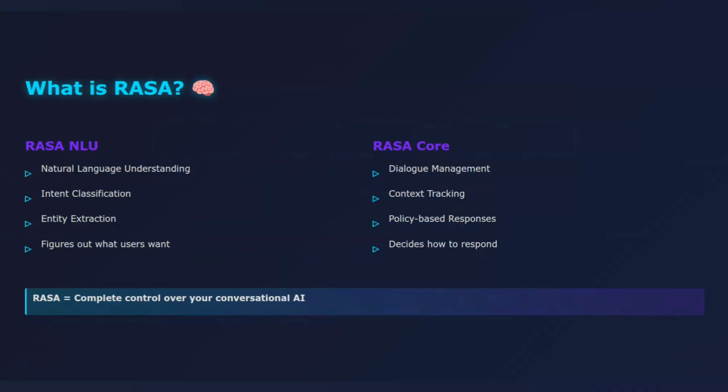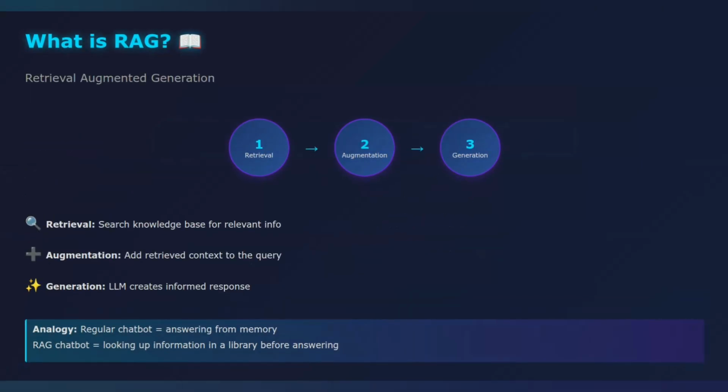RAG Overview. Now, RAG works in 3 simple steps. Step 1, retrieval. When a user asks a question, the system searches through a knowledge base to find relevant documents or information. Step 2, augmentation. The retrieved information is added to the context of the query. Step 3, generation. A language model uses both the original query and the retrieved context to generate an informed, accurate response.